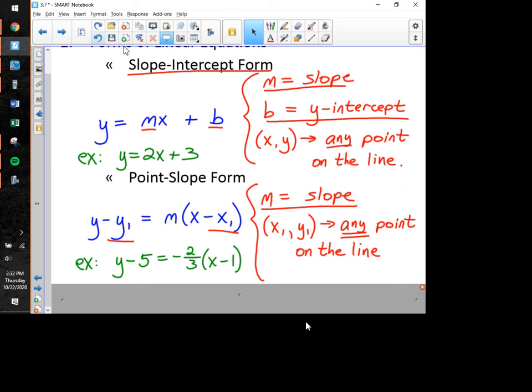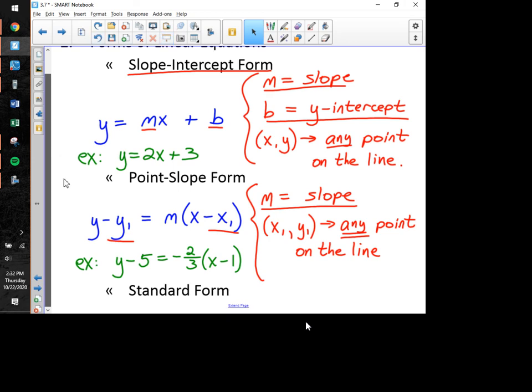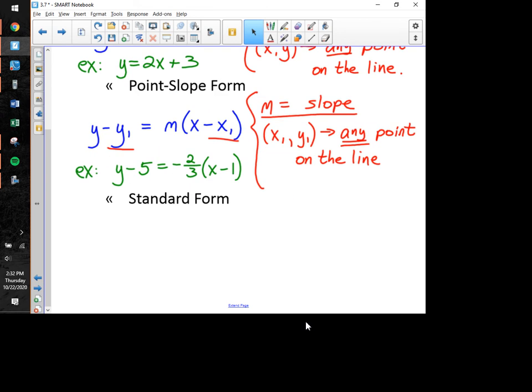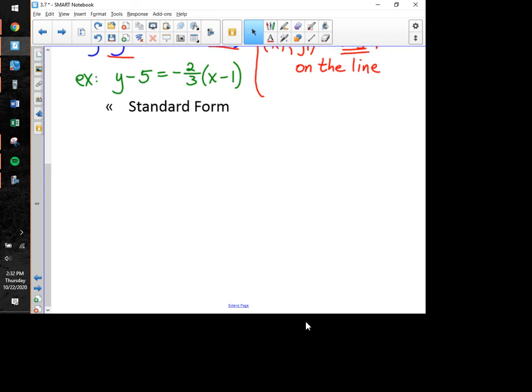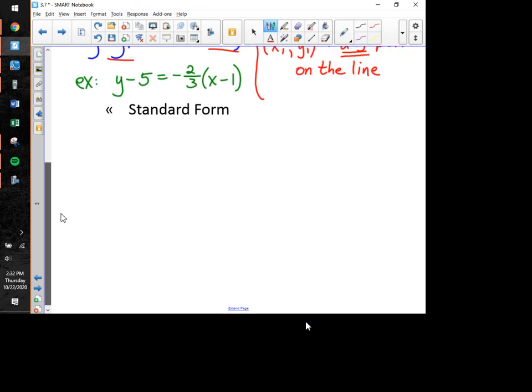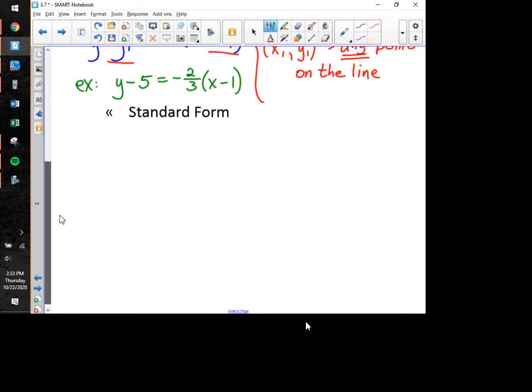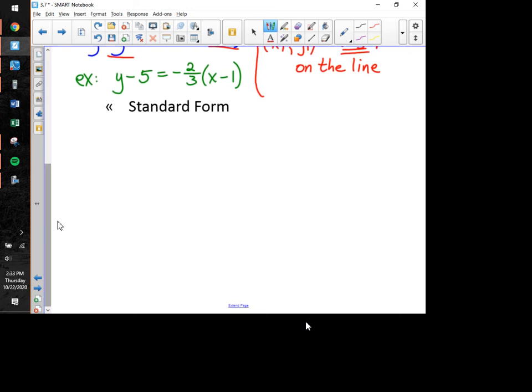Now the third one I put on here just because I would have felt guilty if I didn't have it on there, guys. This third one is called standard form. And standard form really doesn't serve any great purpose for us. It looks pretty, but that's really about it. The equation for standard form, for some reason we use capital letters here as I've always seen it, is Ax plus By is equal to C.